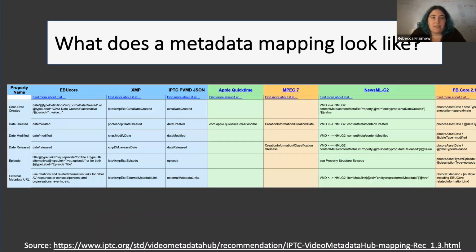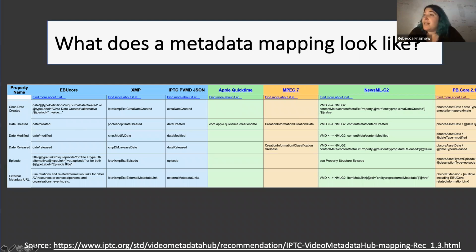For a more complex version of a mapping, you might get something like this. This is a mapping that was created by IPTC to map various audiovisual metadata standards to their existing properties that IPTC has listed as the properties they consider important in tracking video news. So IPTC is an organization, the International Press Telecommunications Council, I believe, that tries to standardize news media information as it's exchanged around the world.